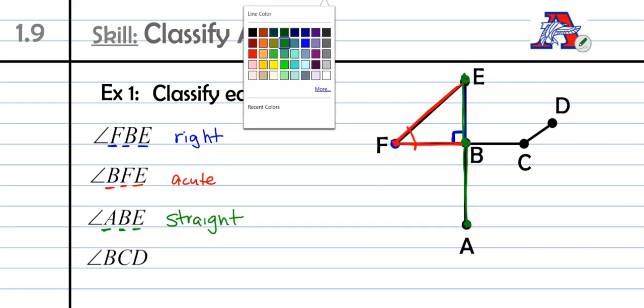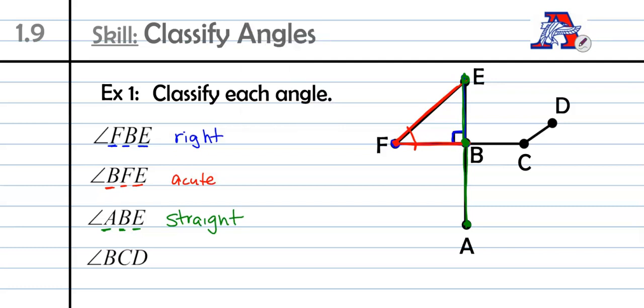And then last one, I'm going to switch to like a purple here. B, C, D. Looks pretty big. So 90 degrees would be right in here. So if we had gone straight up, we'd be at 90, but we didn't go straight up. We got a little bit bigger than that. So that one's going to be an obtuse angle.